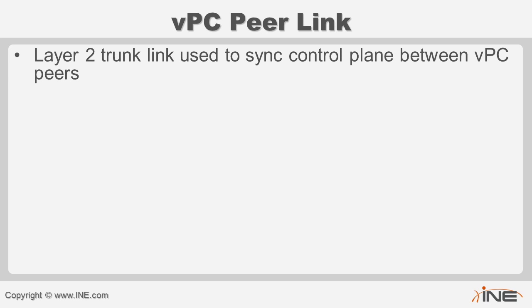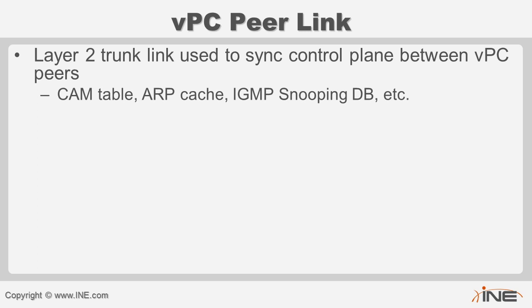And the reason we need to do this is that if one of the peers were to learn a MAC address, or to learn about a destination that is trying to receive a multicast frame with IGMP, or a layer 3 destination where we have our IP address to MAC address resolution with ARP, we need to make sure that both of the physical chassis are able to have this information. So even though it is two separate control planes, we're going to be using this peer link mainly to synchronize the control plane information between them.